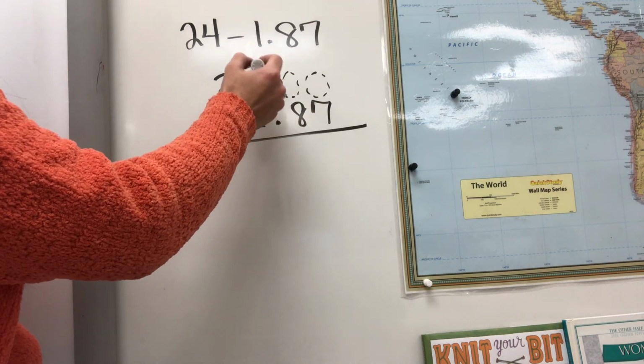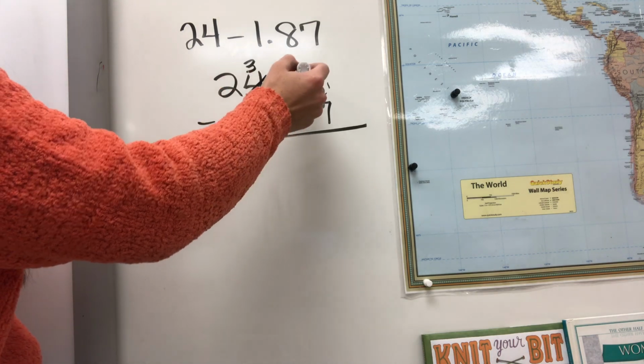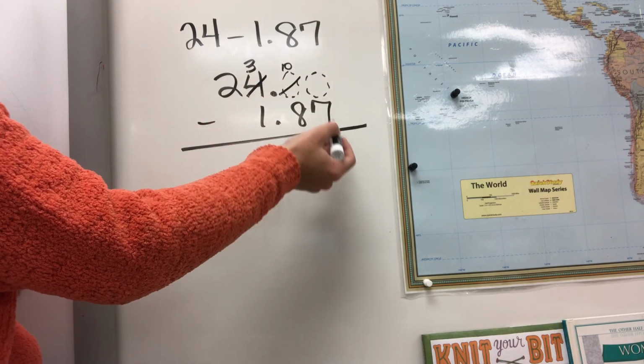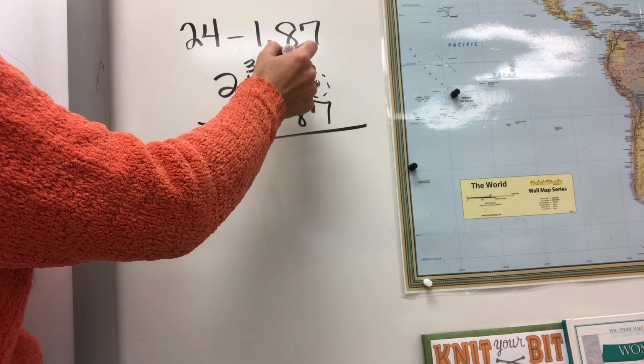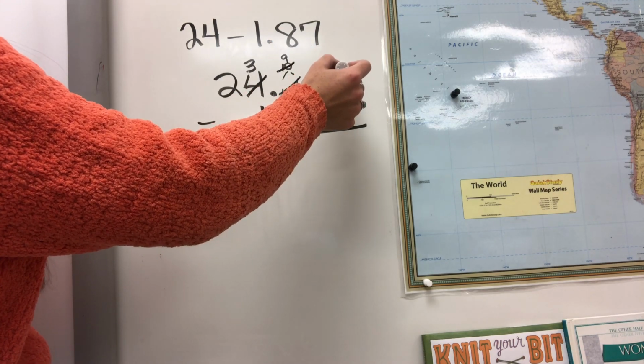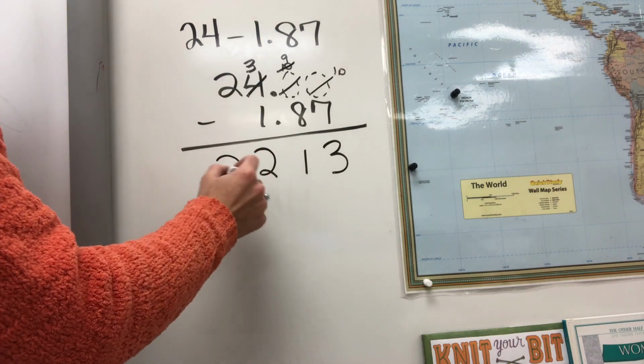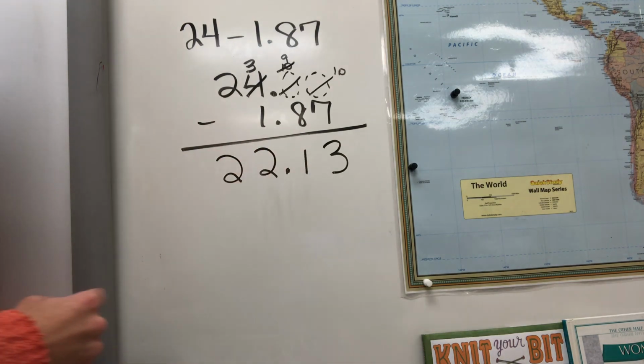Well, this 4 is going to become a 3. I'm going to give that 10 I just took to my tenths, and this is going to become a 10. Well, I still don't have enough for my hundredths, so I have to take another 10, that becomes a 9, and this becomes a 10. So now I have enough. So this would be 3, 1, 2, and 2, and I can't forget to bring down my decimal.